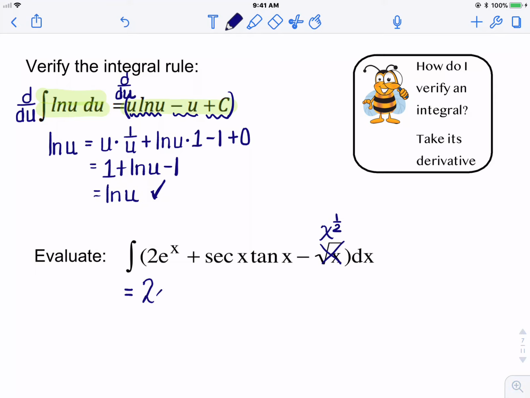So this is going to be 2e to the x, which is its own derivative, plus secant x, which is the antiderivative for secant x tangent x, minus 2/3 x to the 3/2, and again, spend a moment working that out, plus a constant. Pause the video and do a little catching up if you need to.